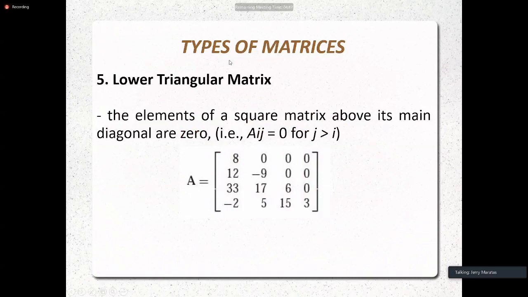Next, another type of matrix, the lower triangular matrix. Again, this is a special case of a square matrix in which all elements above its main diagonal are zeros. So this one is the main diagonal, and all elements above the main diagonal are zeros. So it's a lower triangular matrix.